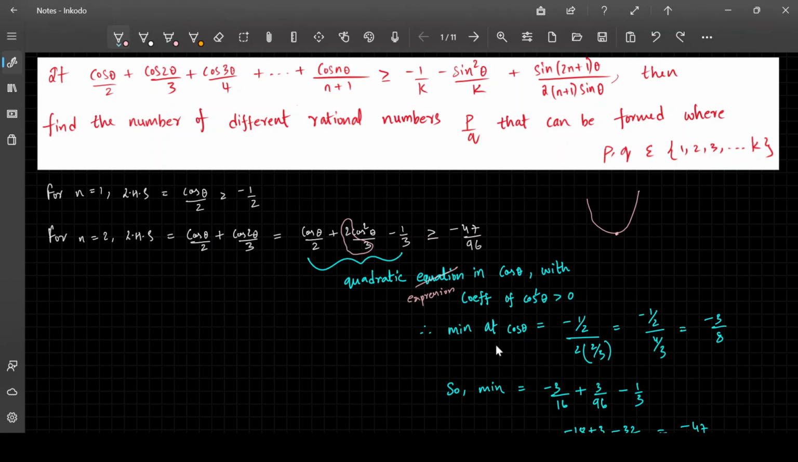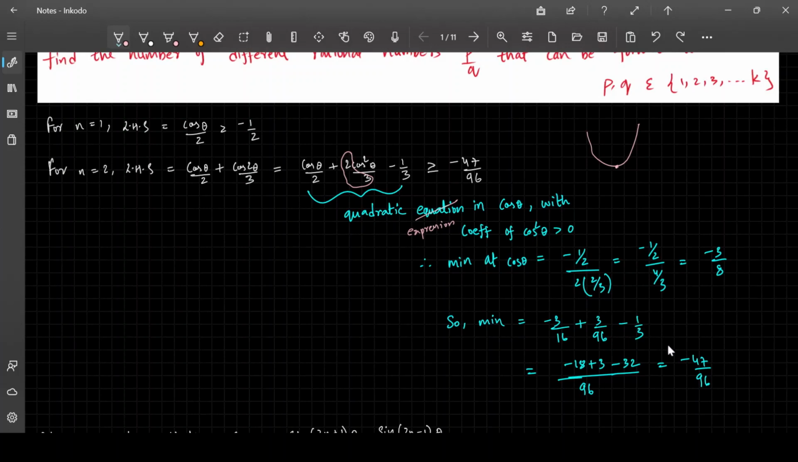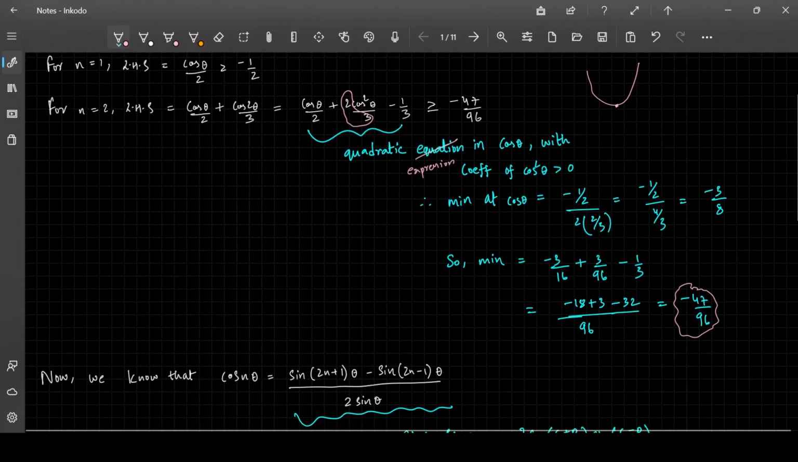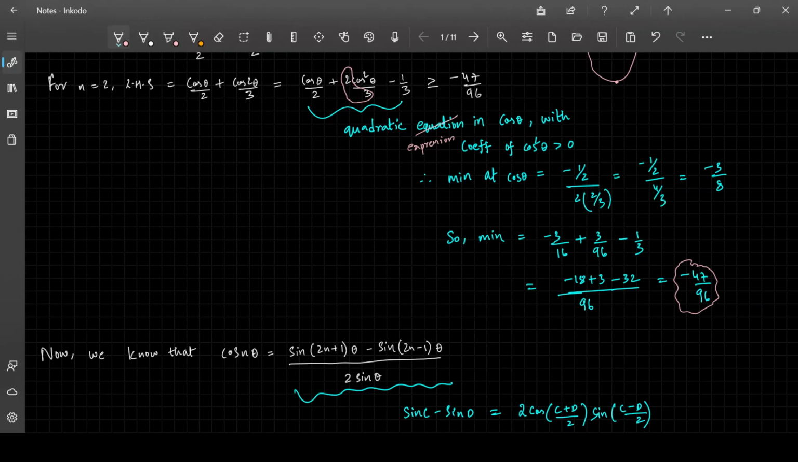And now the minimum is, you can just substitute minus 3 by 8 in the place of cos theta. So you'll be ending up with minus 3 by 16 plus 3 by 96 minus 1 by 3. And when you solve it, you get minus 47 by 96. I'm not sure, I've checked it twice and thrice, the calculation seems perfect, but still at times even when we check twice or thrice, we finally end up wrong. So I request the viewers to check from your side also, but this doesn't matter as of now. This is just for the idea of what we are actually trying to find.